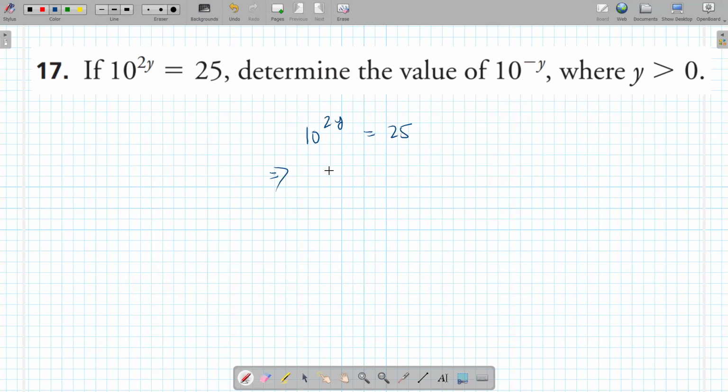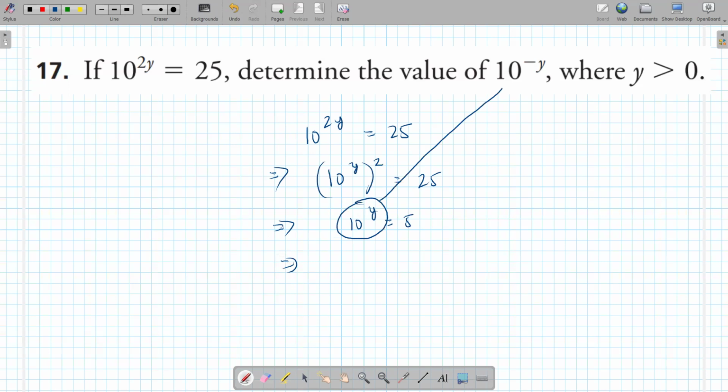How about we write it like this? Check this out. 10 power y, squared. Can we do this? Mm-hmm. How do we get rid of that square? You square root. Use square root. And it says y has to be positive, so it cannot be -5, yeah? Mm-hmm. So this becomes 10 power y is equal to 5.